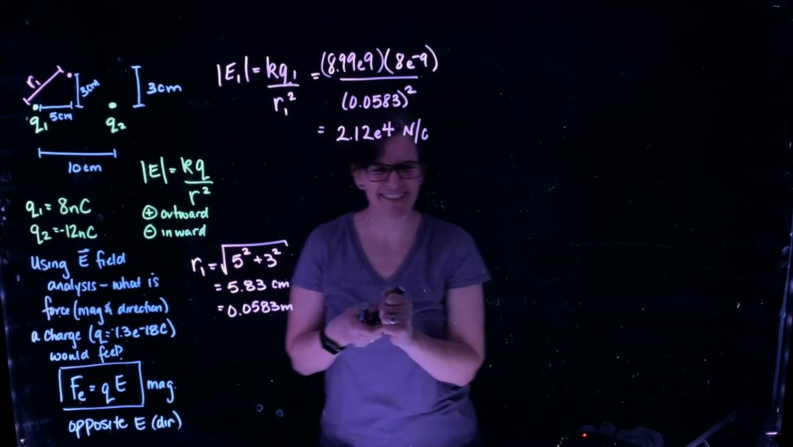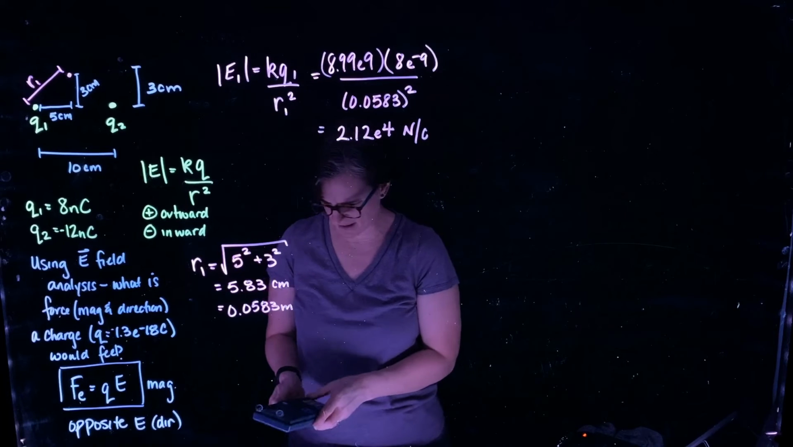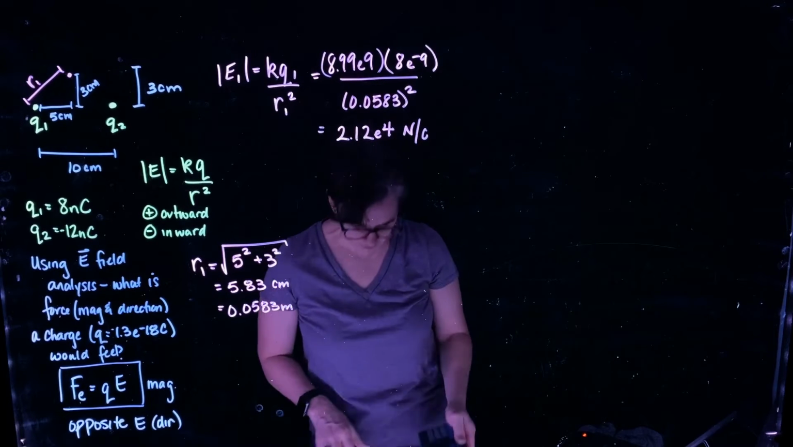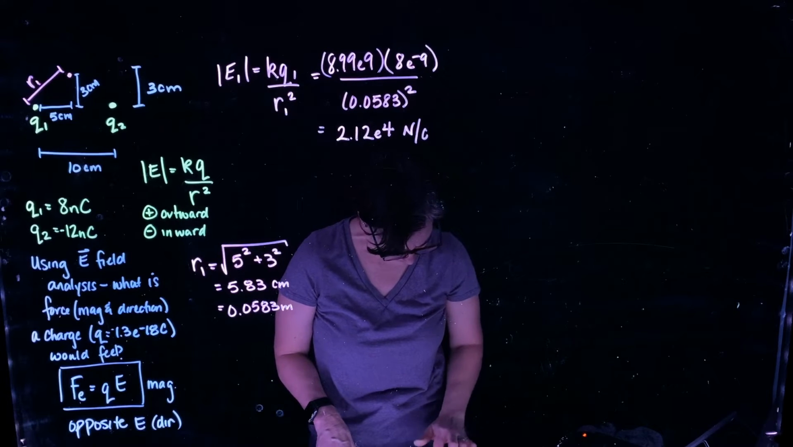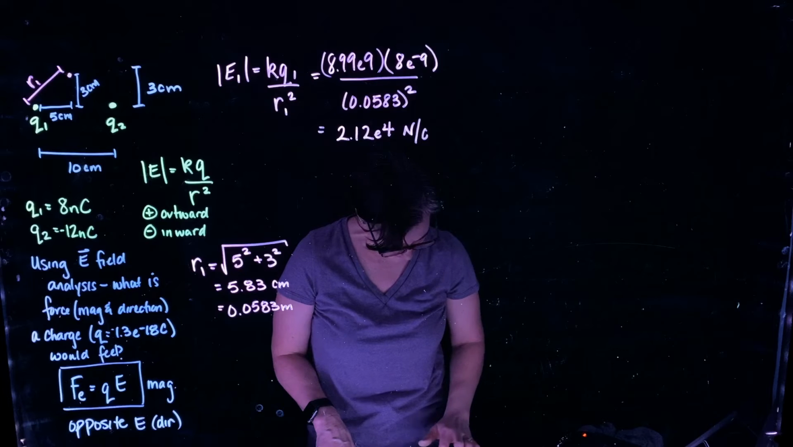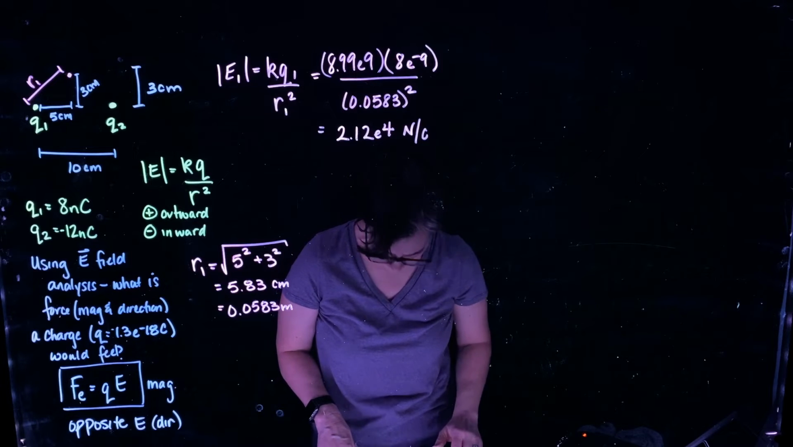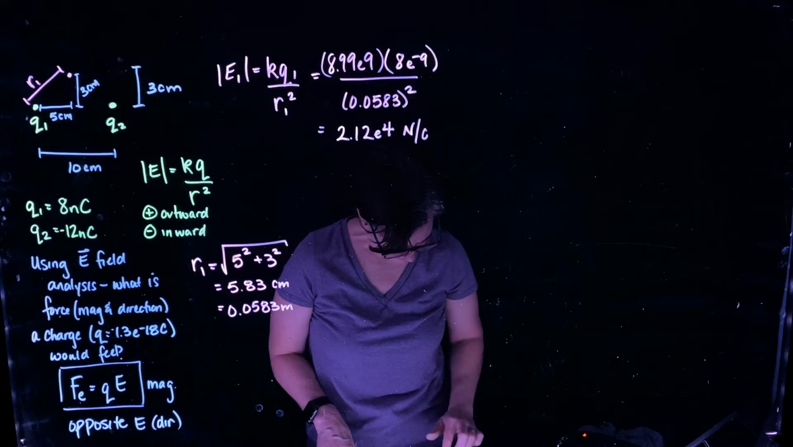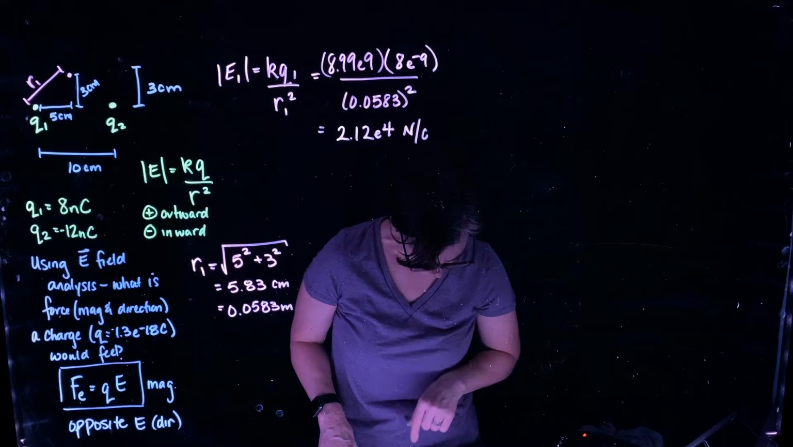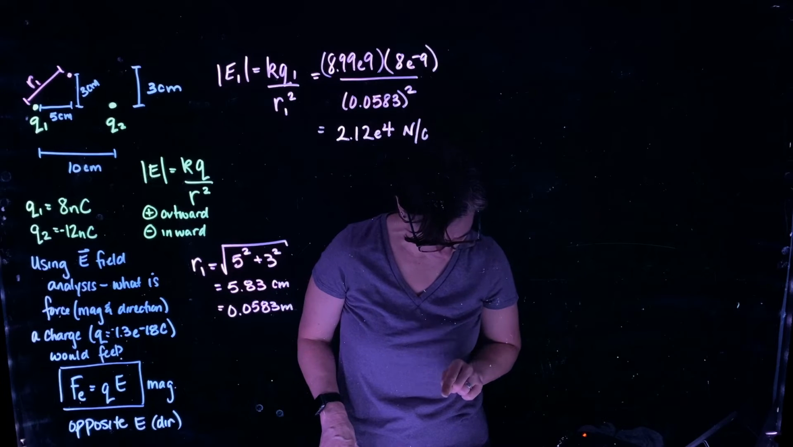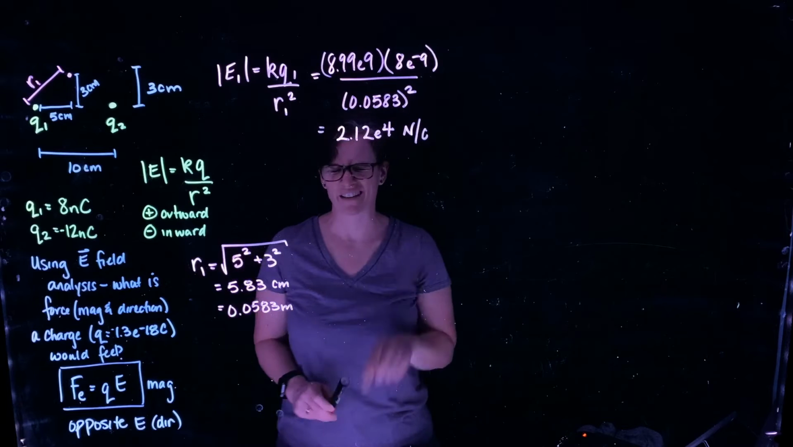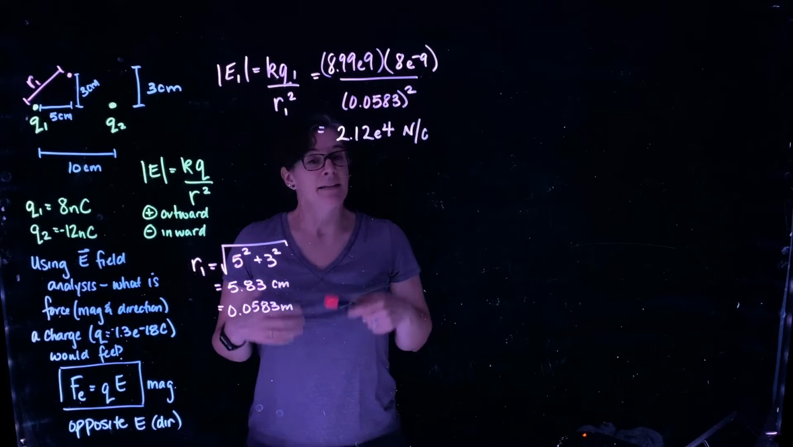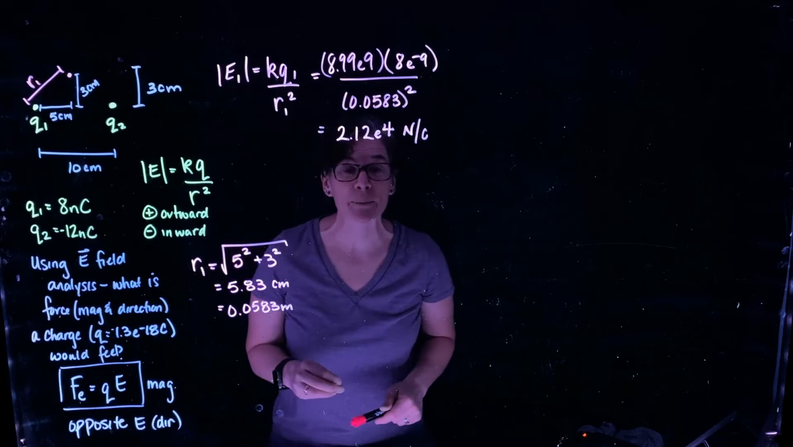So let's double check that just to make sure I didn't make a mathematical error. So get out our trusty handy calculators. And we have 8.99 times 10 to the ninth times 8 times 10 to the negative ninth divided by 0.0583 squared. And we get 2.12 times 10 to the fourth. Perfect. Good double check. Now that's the magnitude, but we also have to care about the angle.